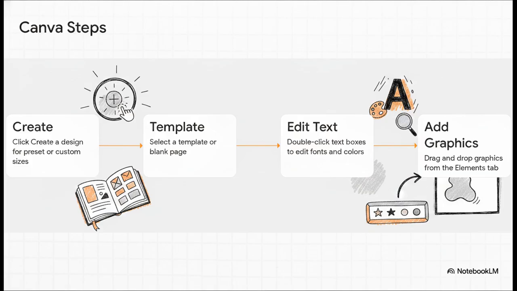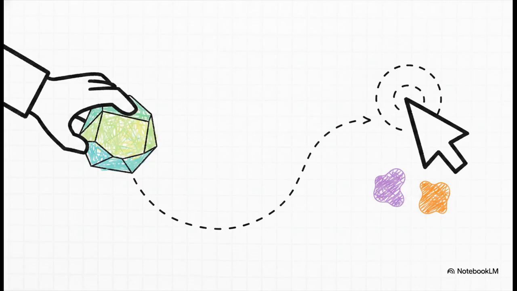The real magic? It totally cures blank page syndrome. You just click Create a Design to grab a preset or custom size and select a template or a blank page. Then you literally just double-click text boxes to change fonts and colors and drag and drop graphics straight from that Elements tab. Zero design background required, so your creative energy keeps flowing. So the ultimate takeaway here? Drag, drop, and double-click your way to professional project designs in seconds. It keeps things moving at top speed.